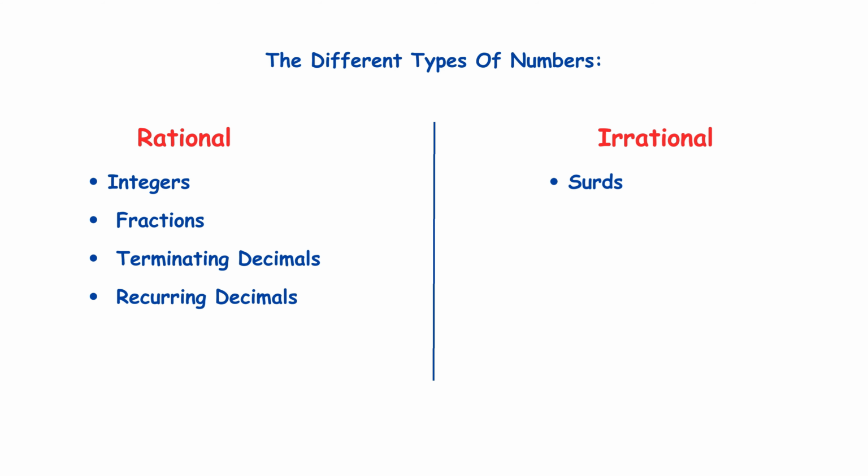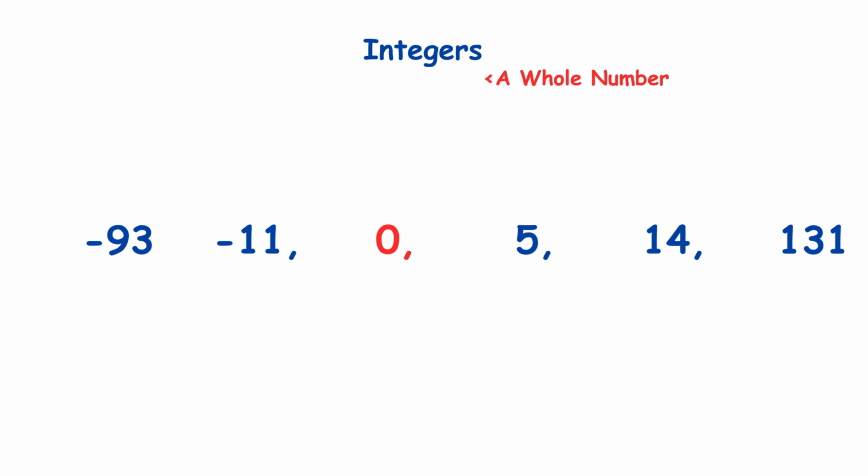The second group consists of irrational numbers, which are numbers that go on endlessly after the decimal point without ever showing a repeating pattern. These often include things like roots of numbers that are not perfect squares. So let's go through these types one by one and take a close look at clear and simple examples for each of them. We'll begin with integers, which is just another way of saying whole numbers.